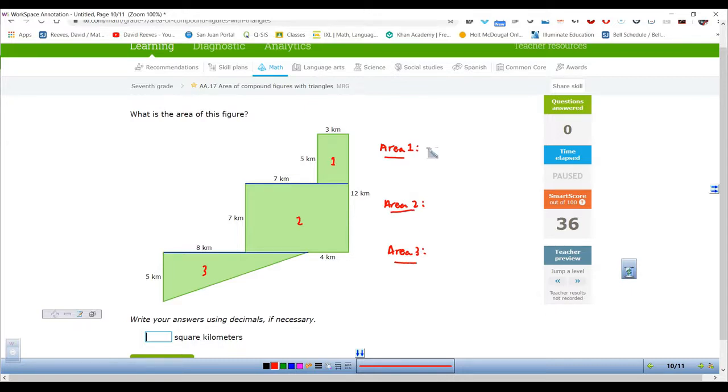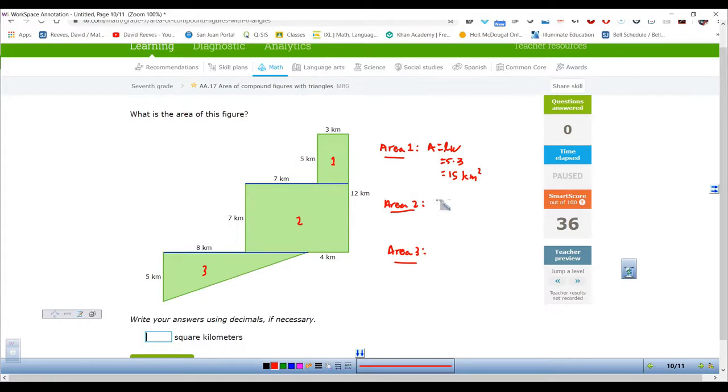So area 1 is a rectangle, and I hope by now you can do this in your sleep. The area of a rectangle is length times width. We have 5 times 3, and 5 times 3 is 15. Let me change these to equals. 15, and the units are kilometers squared, or square kilometers.